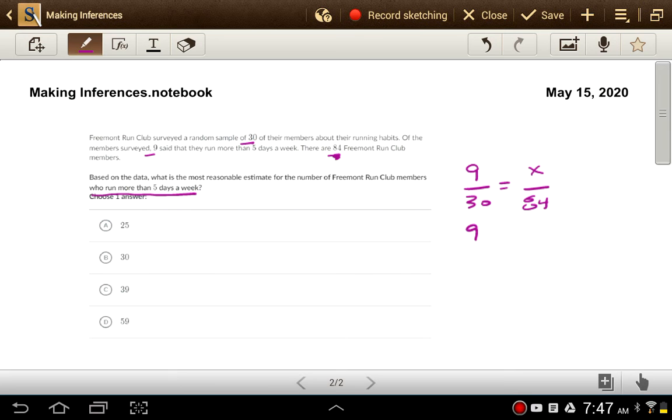So I do 9 times 84 divided by 30. And when you do that, you get 25.2, which we can't have a 0.2 of a person. So 25 would be our reasonable guess.